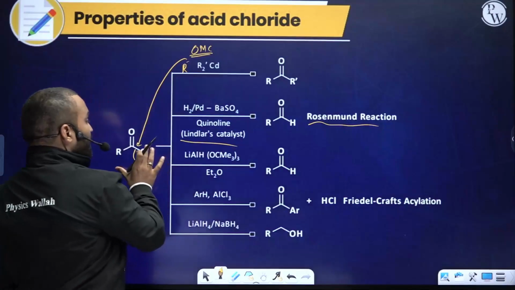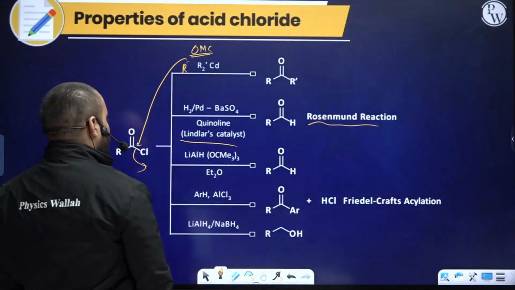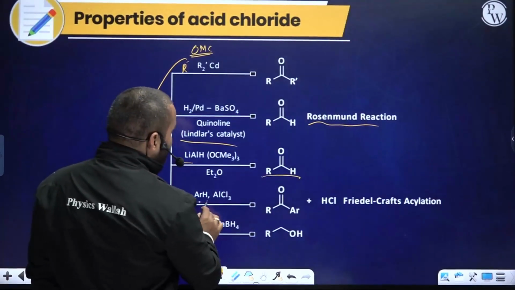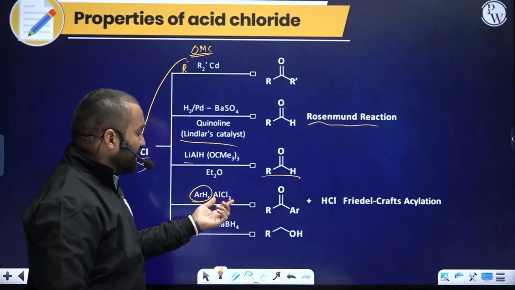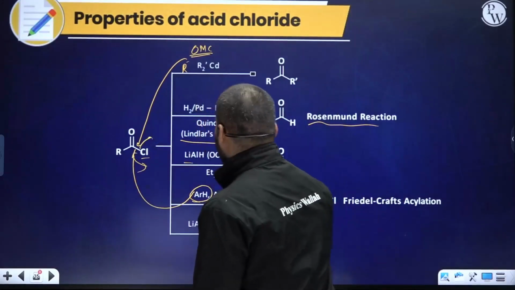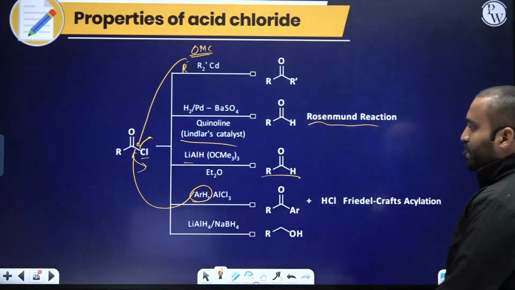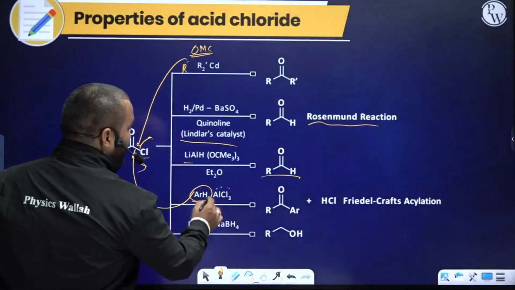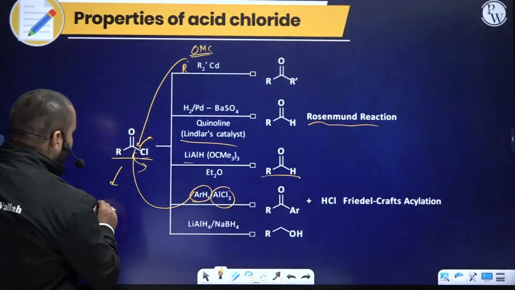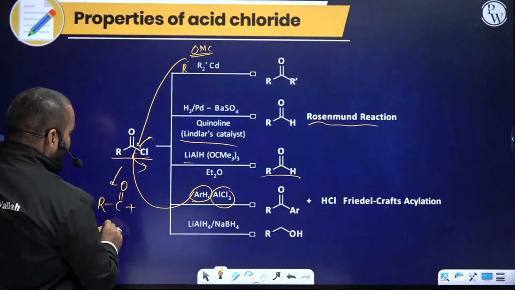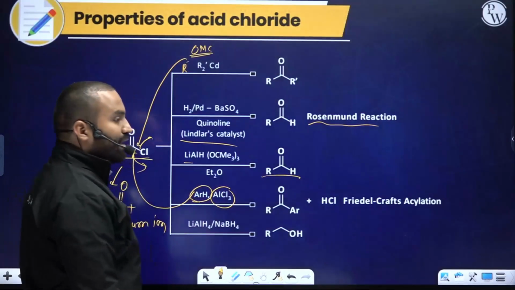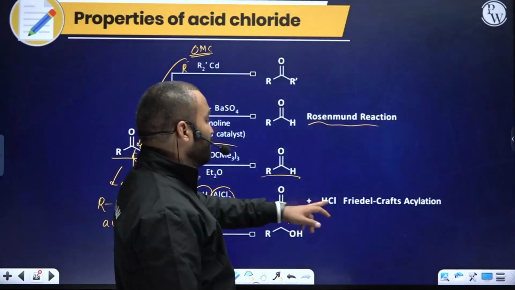Lindlar catalyst reduction of RC double bond OCl to RC double bond OH. This is reduction again. You get hydrogen in the place of chlorine. This is your benzene, ArH. Then reacting in the presence of AlCl3, this group will start replacing hydrogen. You will get Friedel-Crafts acylation reaction. How is this reaction happening? Because AlCl3 and RCOCl will generate together an electrophile, the carbonium RC double bond O, the acylium ion. The acylium ion undergoes electrophilic substitution, which is Friedel-Crafts acylation.